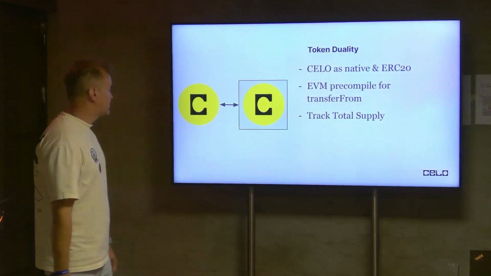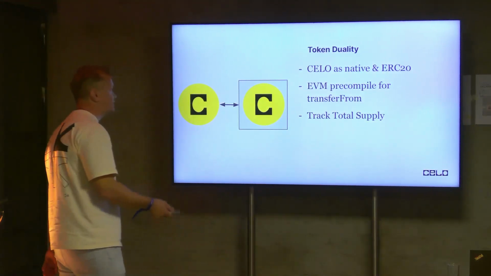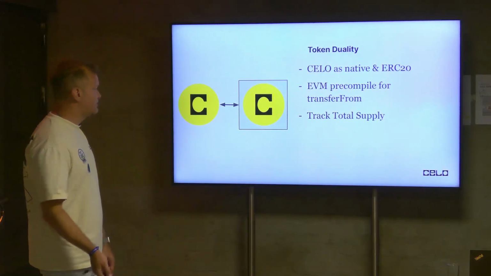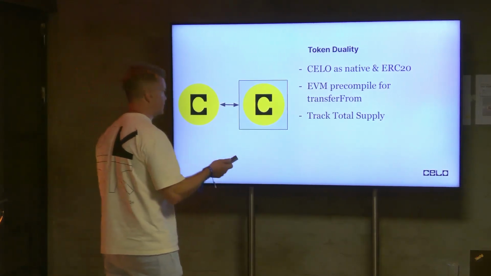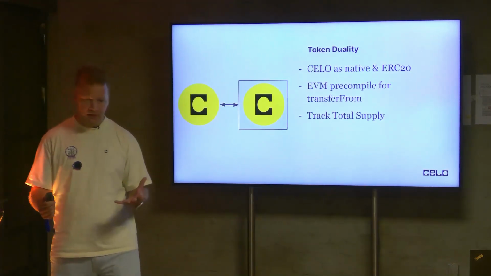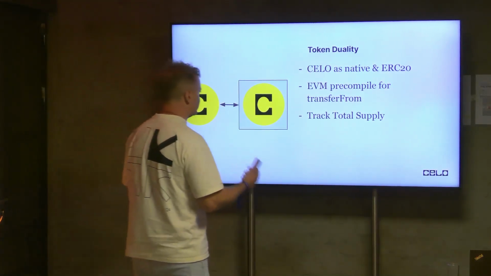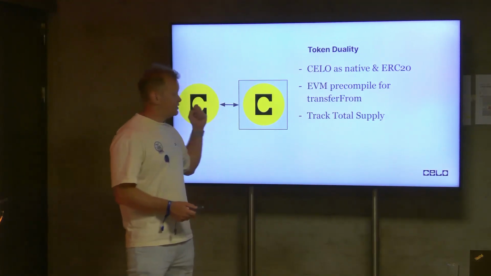Another feature that Celo has that also shows something that you can extend is token duality. So CELO is the native token of the Celo network, but at the same time, it's an ERC20. It's dual. Now, that seems like a dream, like we've all heard of wrapped ETH and all those kinds of things. So this is interesting to be done.